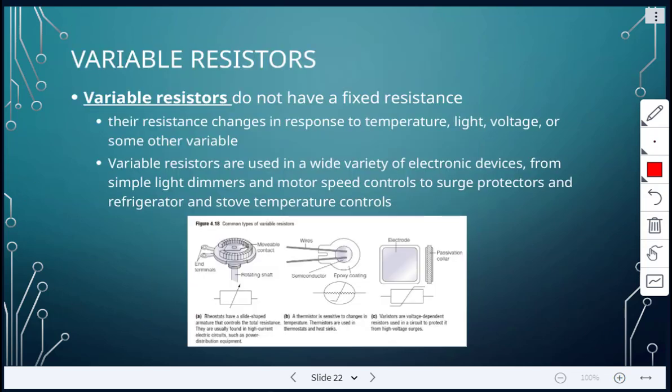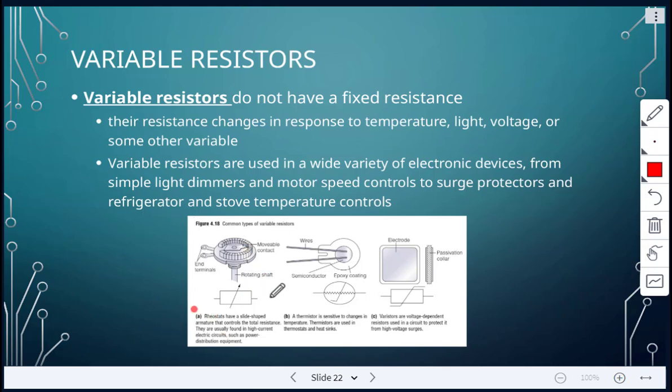Next are variable resistors. They don't have a fixed resistance. Their resistance will change in response to temperature or light or voltage or any other variable. These are used in a wide variety of electronic devices such as light dimmers, motor speed controls, surge protectors, refrigerator and stove temperature controls. So these are common types of variable resistors.